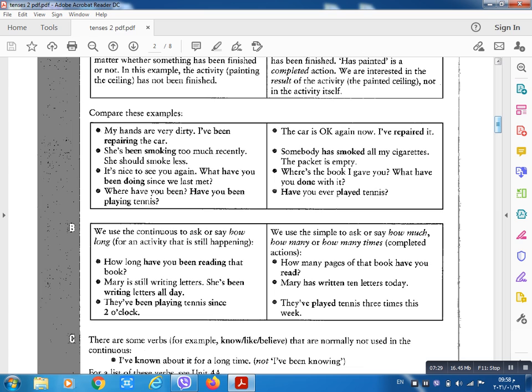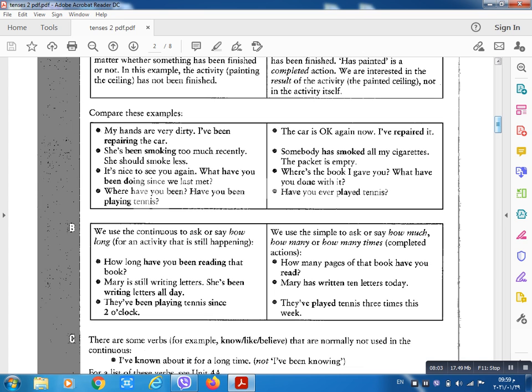What about present perfect simple? We are interested in what? We use, for example, how much, how many. Why? What is the difference? Because with how many and how much, I am interested in the completed result. For example, how many pages of the book have you read? See? Not how long have you been. With how long have you been reading, I am interested in the activity of reading. I don't care about the result.